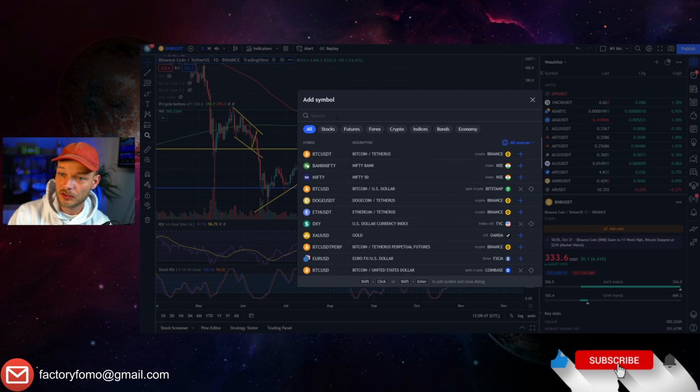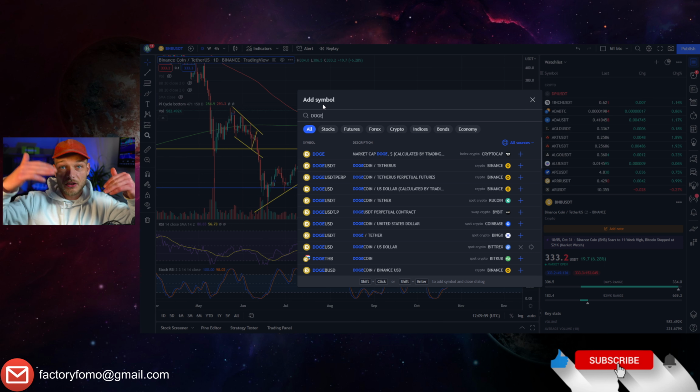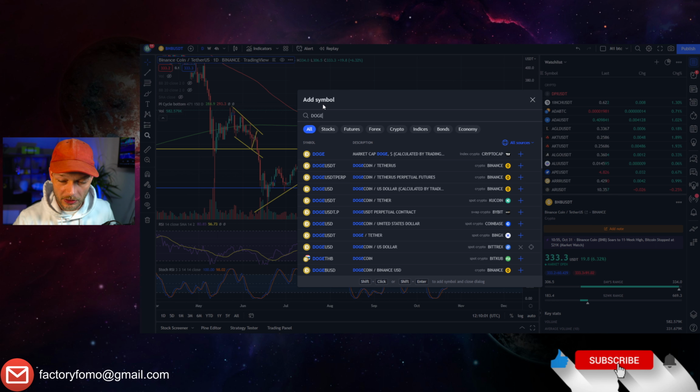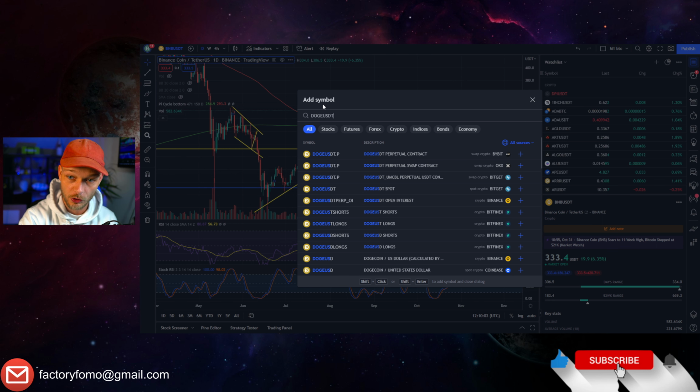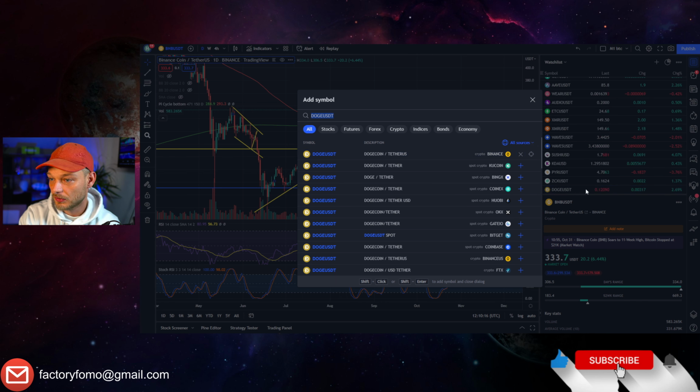So you can click the plus button, and let's say you want to track what's popular, Dogecoin right now, for example. So you fill in Doge. And after that, USDT, because you want to see how much Doge is worth in USDT, right? So no space, nothing, just DOGEUSDT. And here you will find all the exchanges that you can track it on, right? So if you want to see how much it's worth on Binance, just click the plus button right here, and it's in your watch list right now.